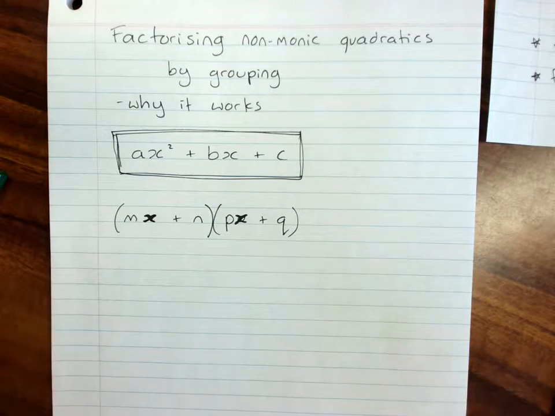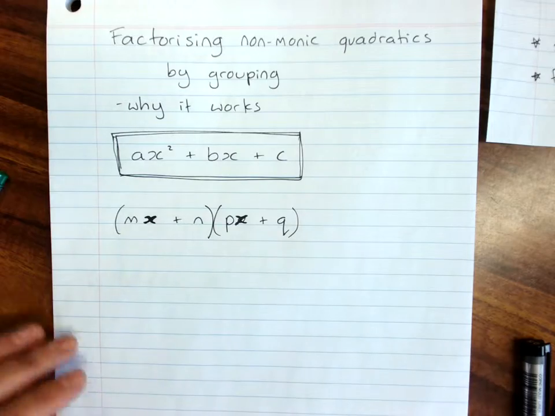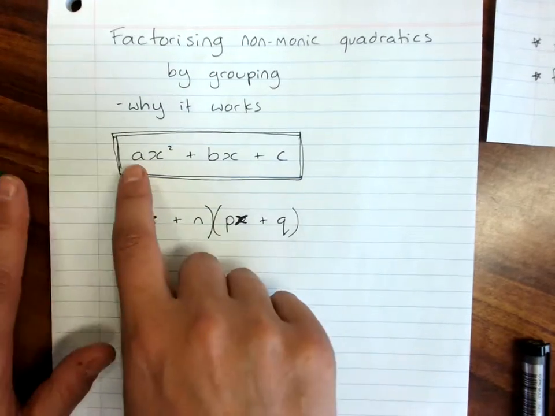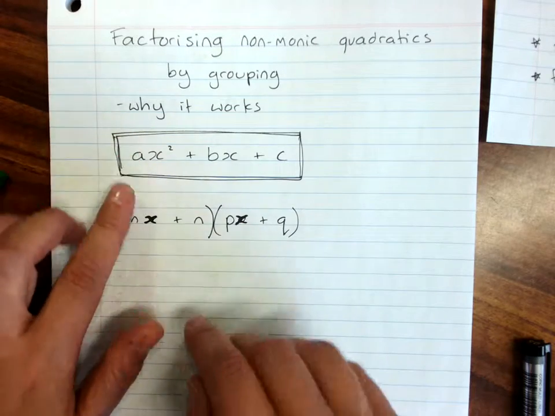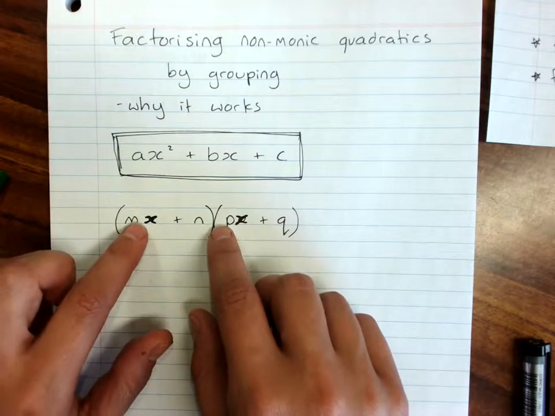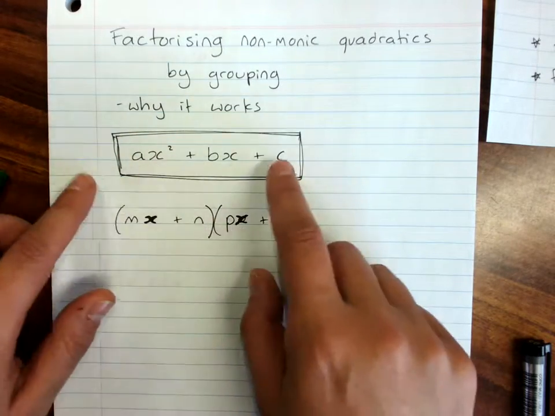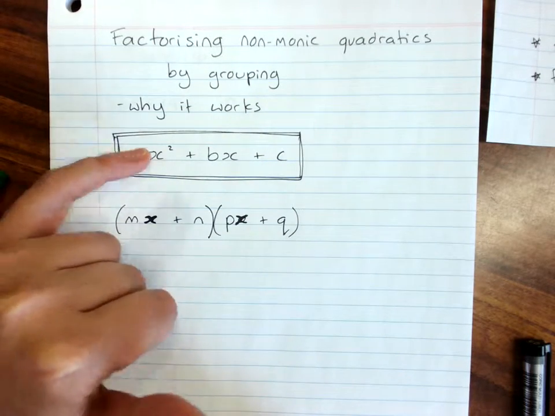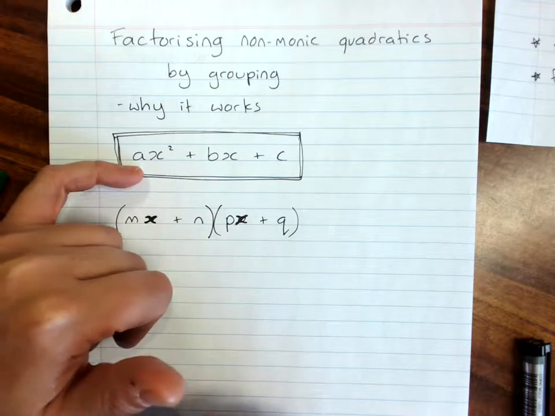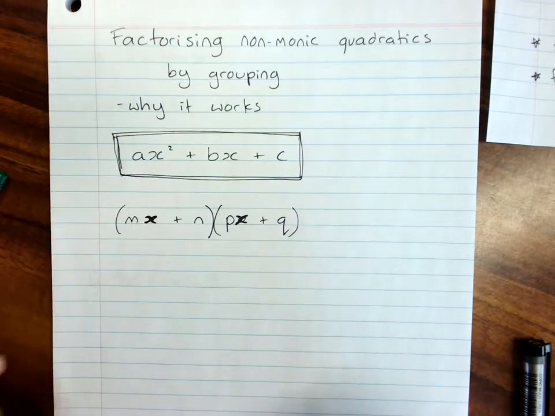Factorising non-monic quadratics by grouping. So previously we've dealt with monic quadratics, that is where the coefficient of x squared is 1, and so we just have x at the start of both our brackets. This is non-monic quadratics, where the coefficient of x squared is a number that's not 1 or 0.